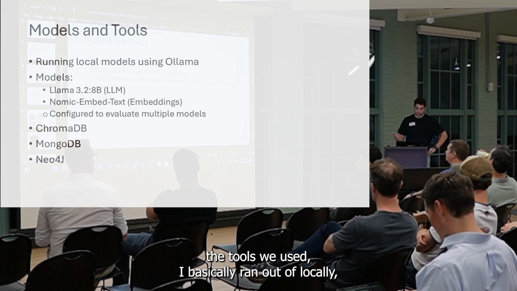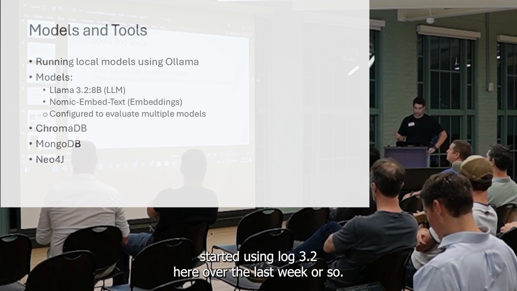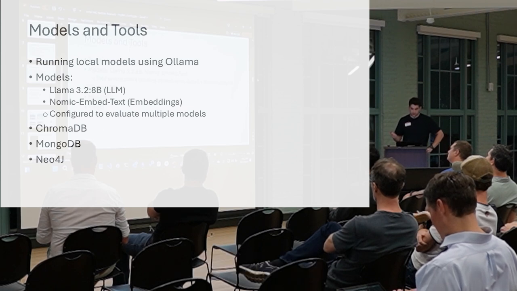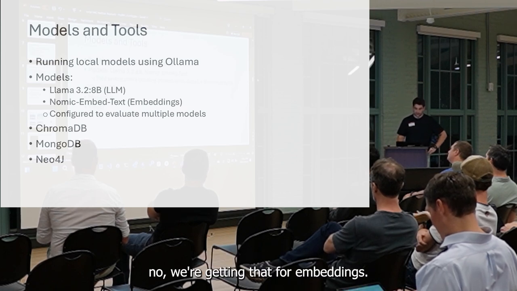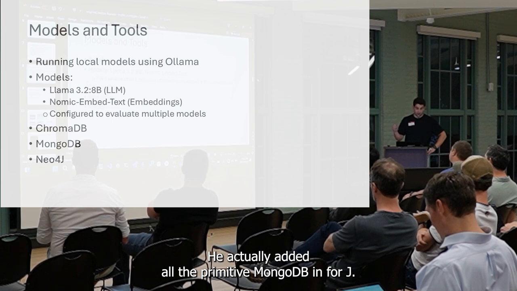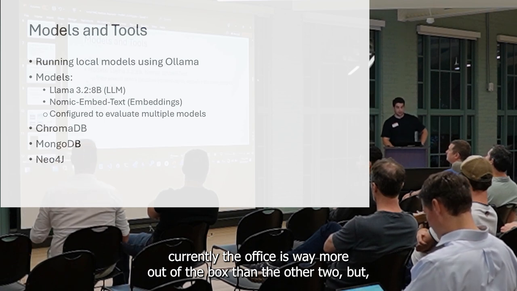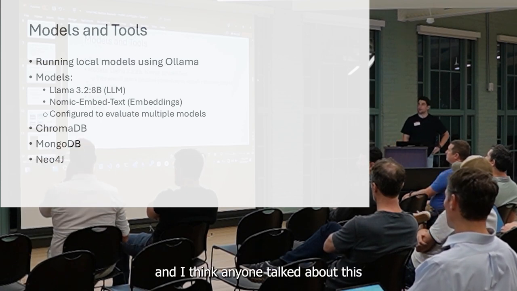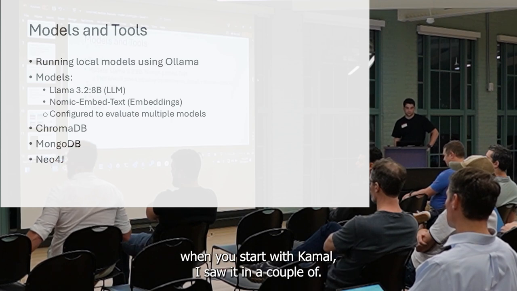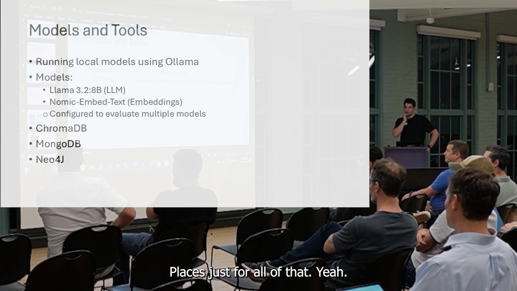But some of the models and tools we used, we basically ran everything locally. Started using Llama 3.2 here over the last week or so. Nomic Embed for embeddings. He actually added all the ChromaDB, MongoDB, Neo4j. ChromaDB obviously is way more out of the box than the other two, but that was really where you got it. Anyone I've talked about this, why'd you start with ChromaDB? I saw it in a couple places and just rolled with it.